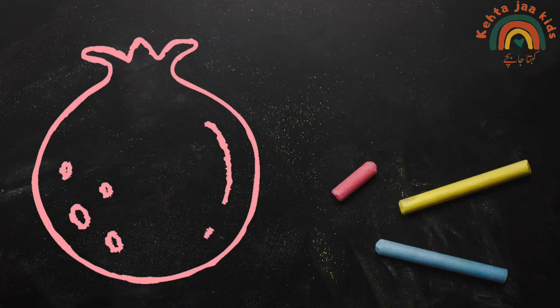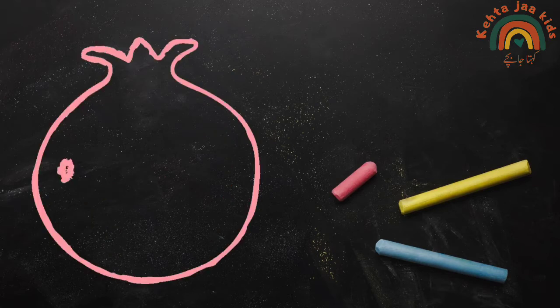Which fruit is this? This is a pomegranate. Pomegranate को उर्दू में क्या कहते हैं? अनार. Pomegranate, अनार.